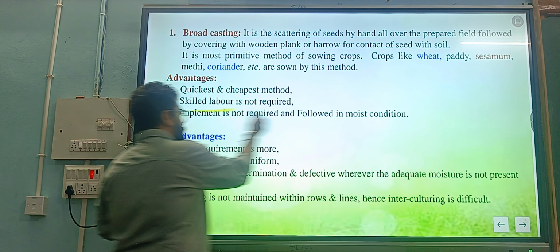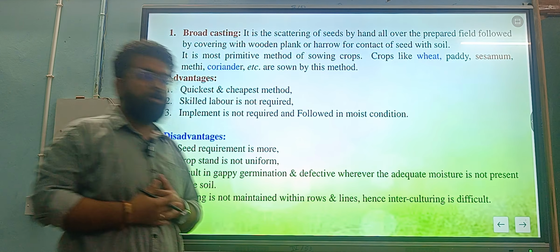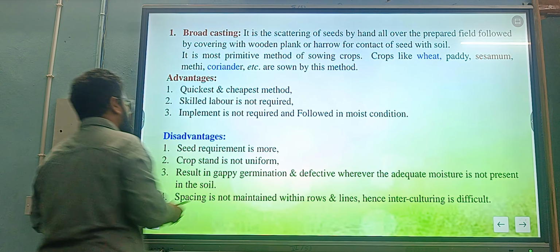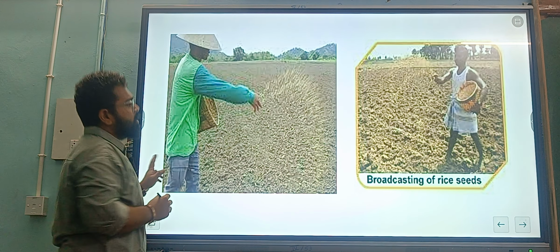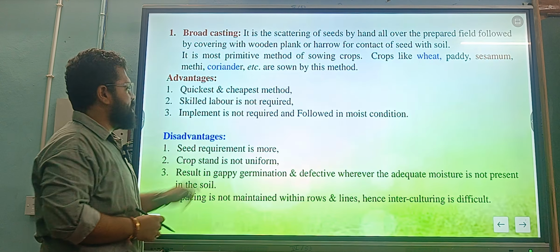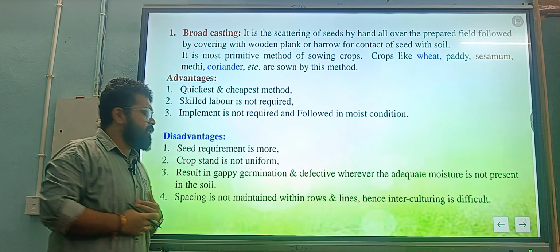Skilled labor is not required for this broadcasting technique, and an implement is not required, and it is followed in moisture condition. The major disadvantage of the broadcasting technique is that it is a very unscientific method. Seed requirement is very high, and the crop stand is not uniform.